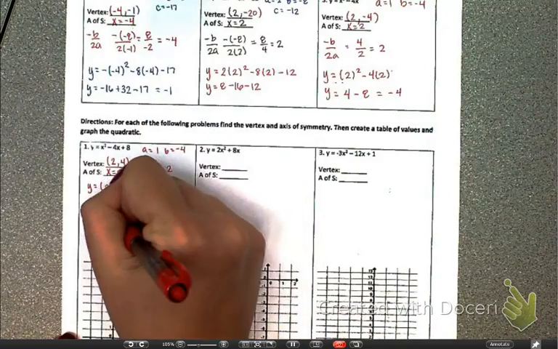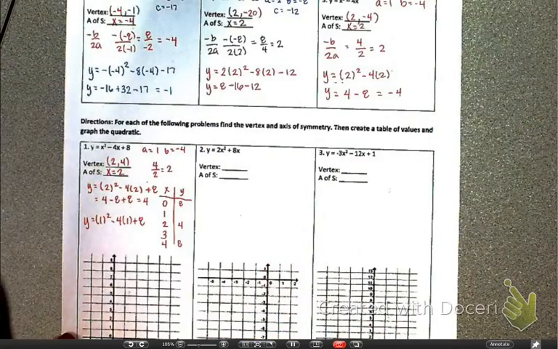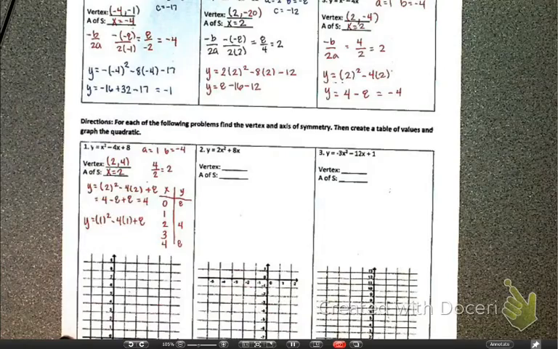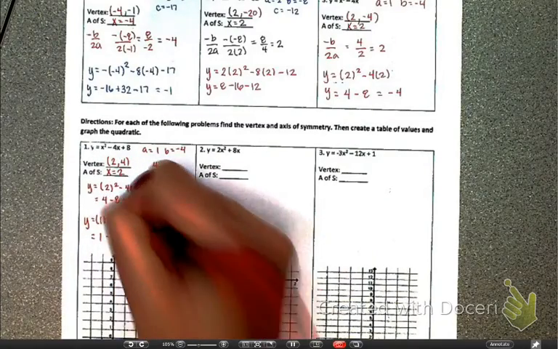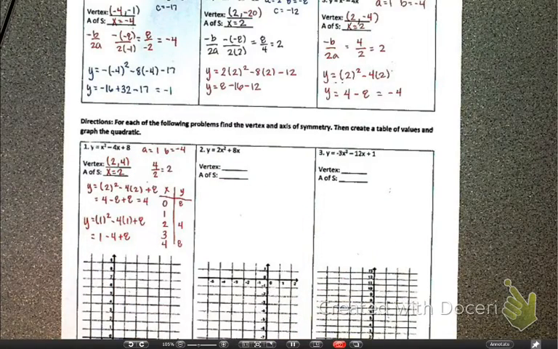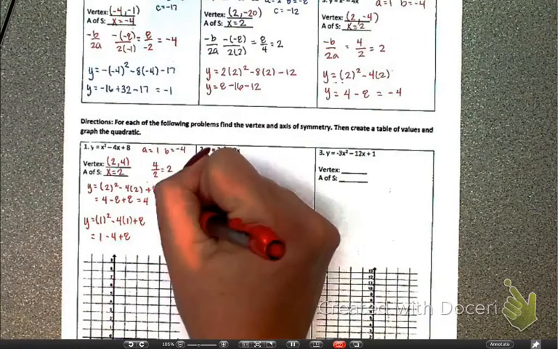So let's see. Y equals, I'm plugging in 1. So 1 squared minus 4 times 1 plus 8. 1 squared is 1. Negative 4 times 1 is negative 4 plus 8. What does that give you? 5. 1 minus 4 is negative 3. Negative 3 plus 8 is 5.